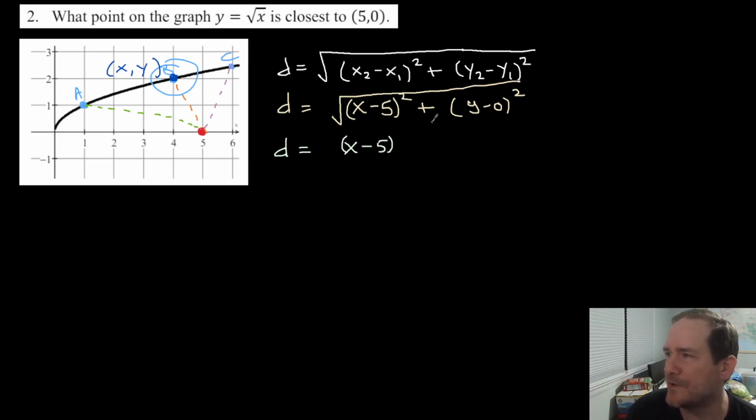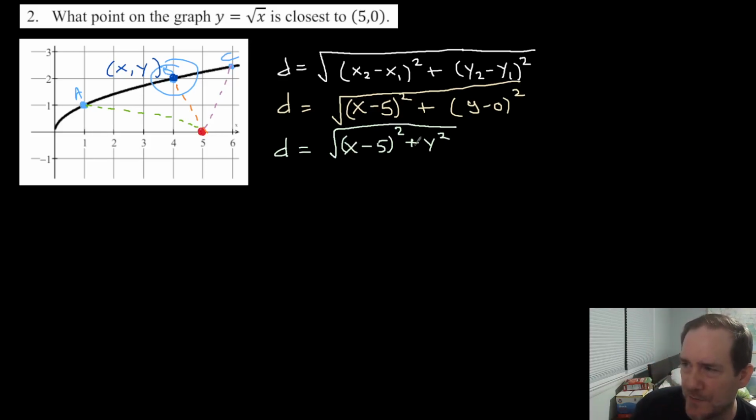And the other one is plus y squared. Oops, that one's squared too, of course. And it's all under one big radical. And again, I'm sure you're noticing that we've got x and y. And again, we really can just never have more than one variable. Not going to work for us.